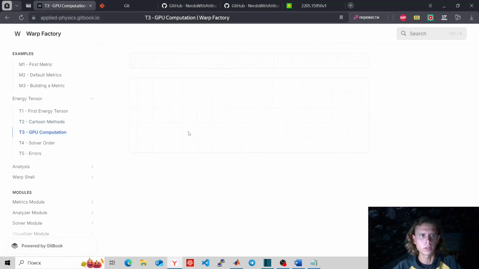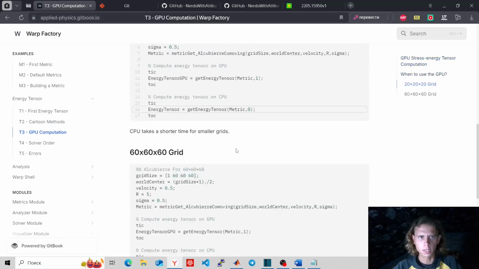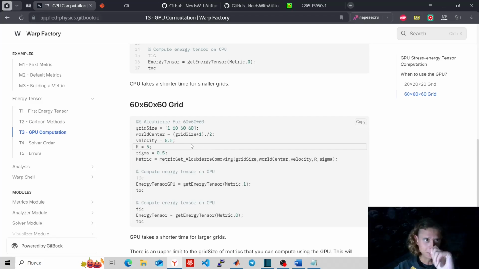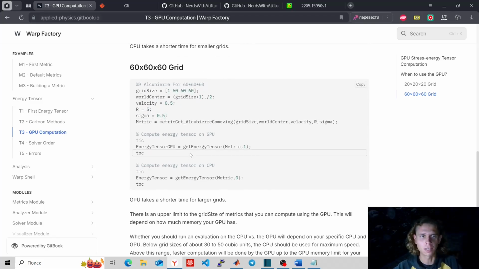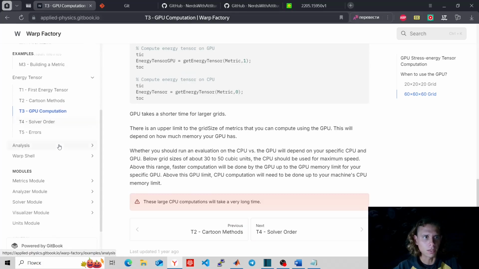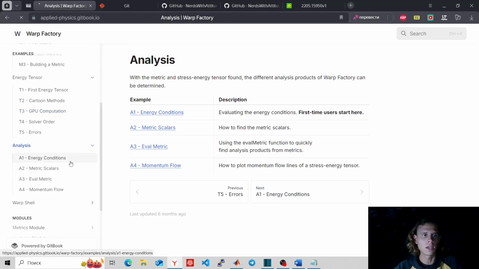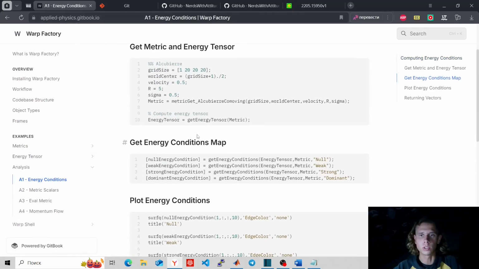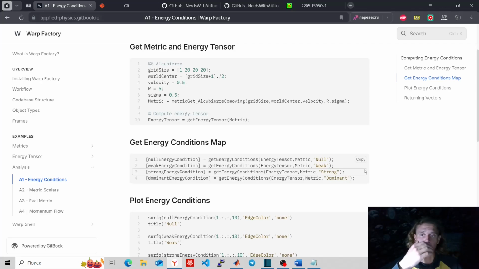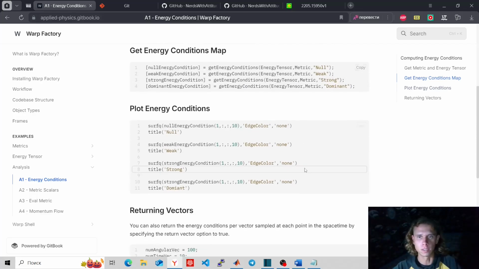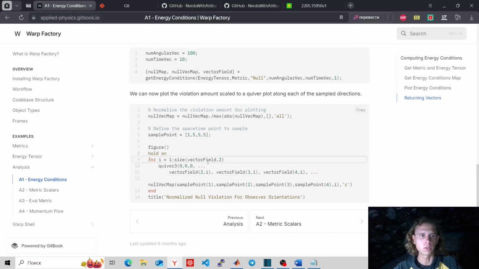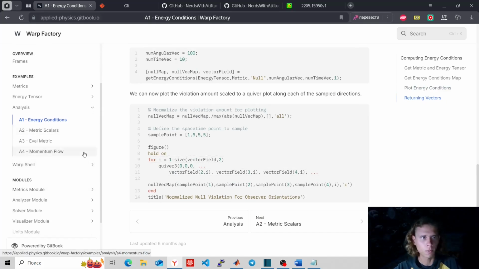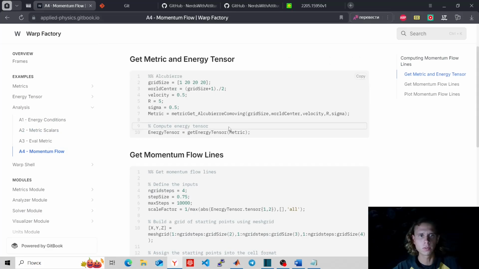Then there is the GPU computation, and I do not have a GPU, so I can't do any of this. And there is a section of analysis. You can analyze your energy condition, which is null, weak, strong, and dominant. And from there also you can say how exotic your matter is. And you can try this on your devices. I do not have a GPU, so sorry.